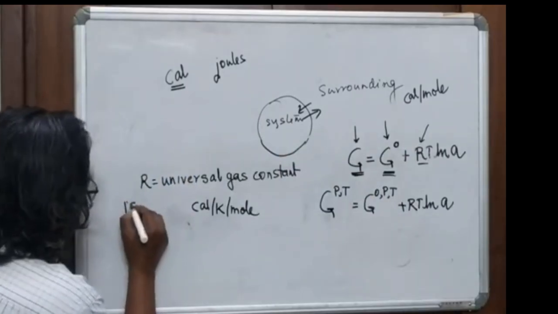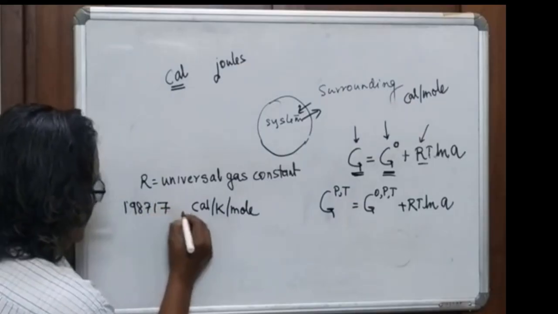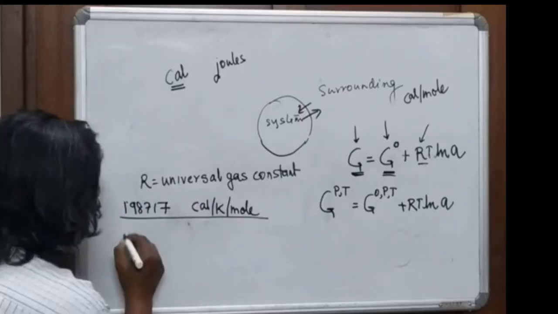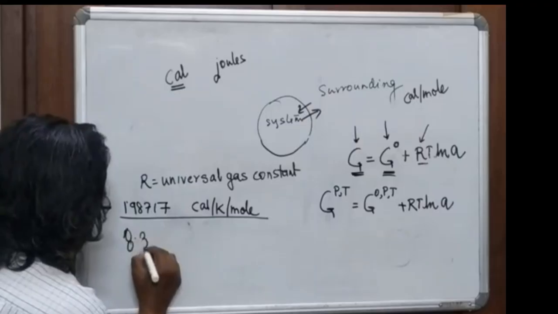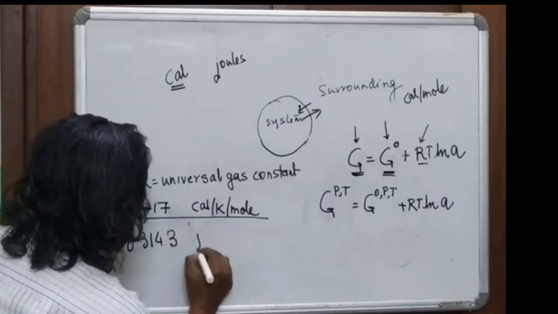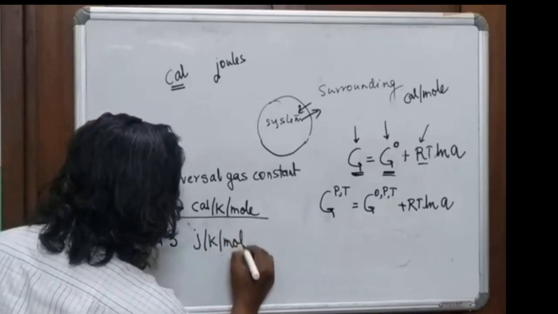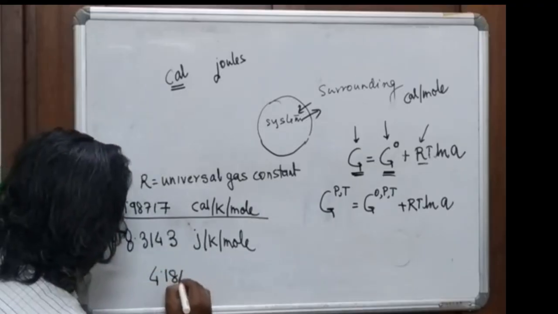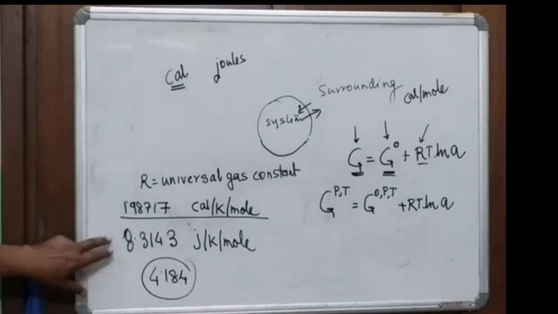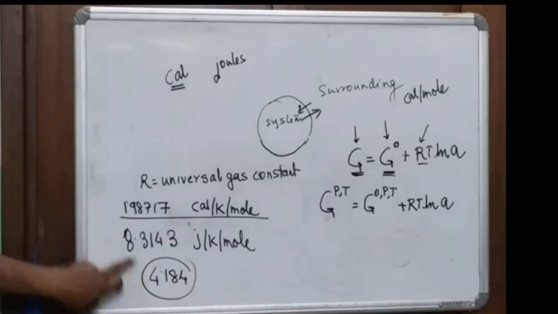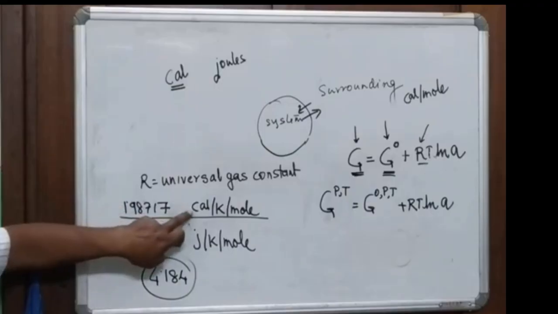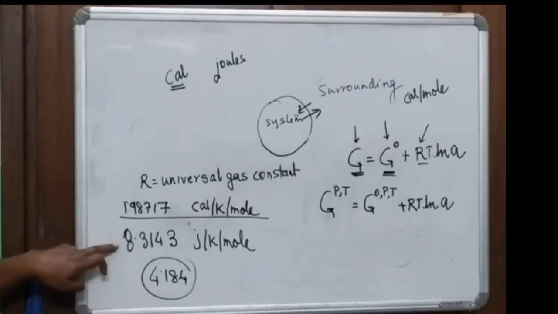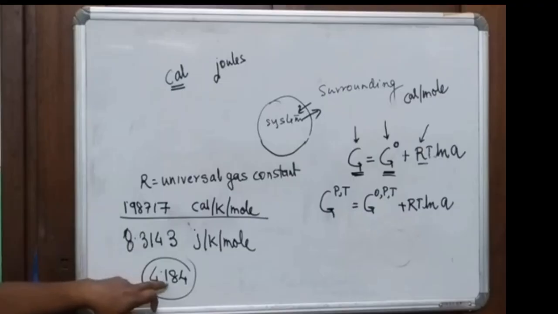So this value is 1.98717. This is the unit of R in calories per Kelvin per mole. And in joules it is 8.3143 joules per Kelvin per mole. If this value is 1.98717 calories and the same value in joules is 8.3143, and you divide this by this, you will get a value close to 4.184.